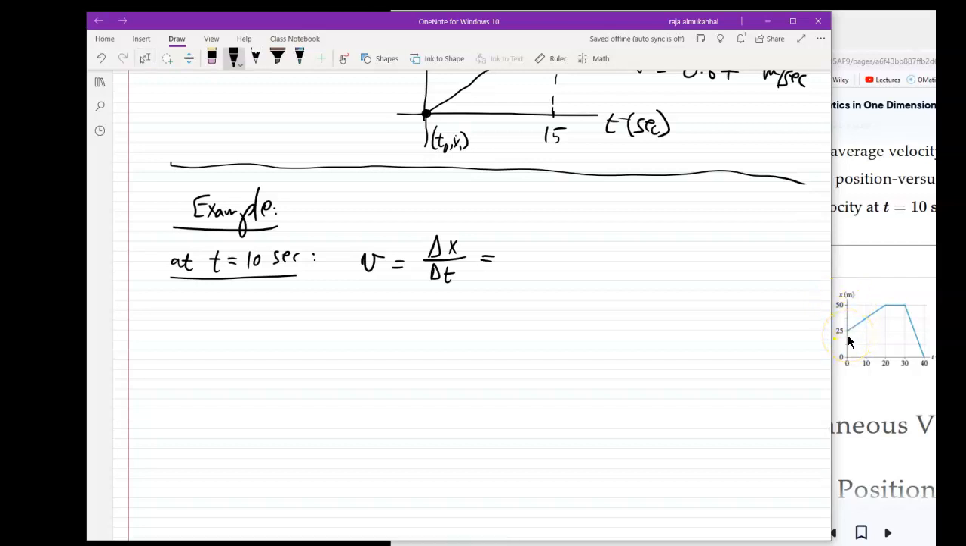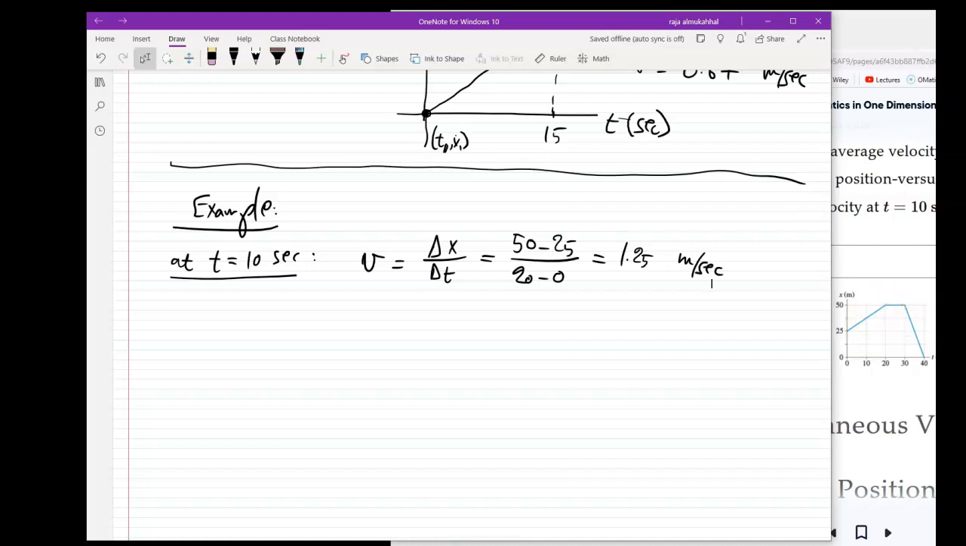That's going to be 50 minus 25 divided by what is the corresponding time for that? The 50 is at 20. And the 25 is at 0. So that's going to be 20 minus 0. And then we calculate that. And that will give me 1.25 meters per second. There we go. So the speed of the jogger in this region, he was going 1.25 meters per second. Okay? All right. Or at the 10-second mark, her speed was 1.25.